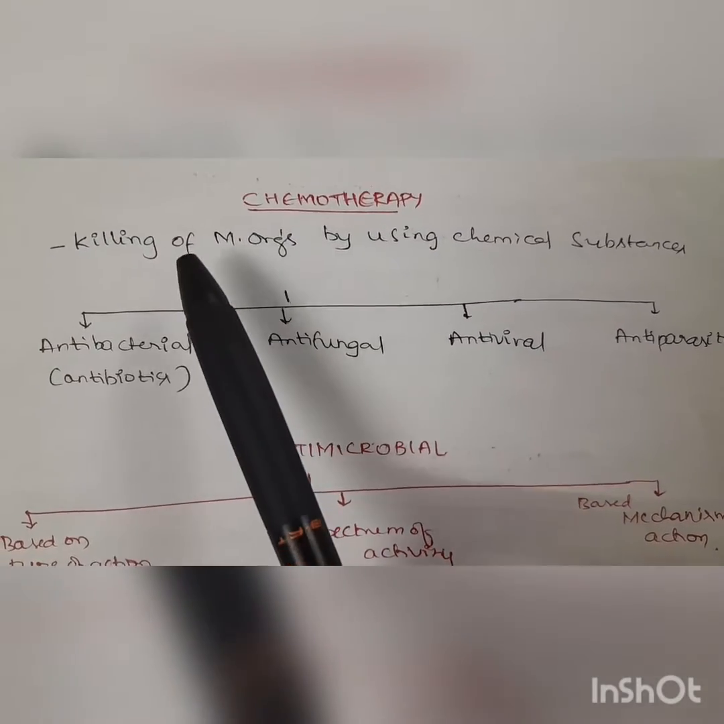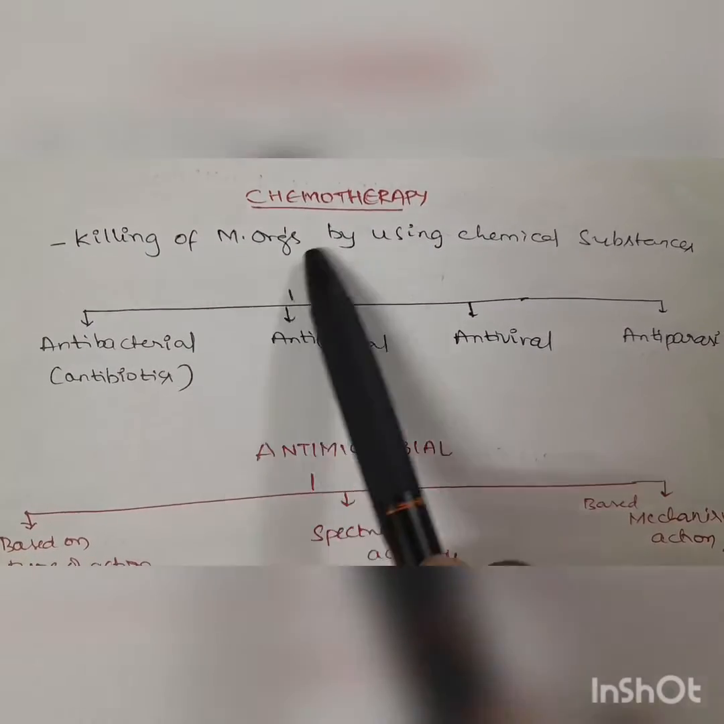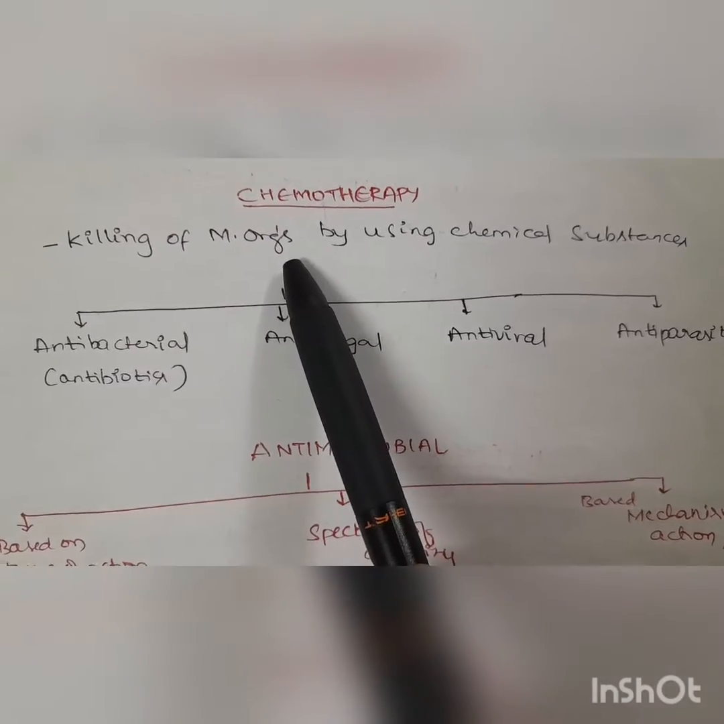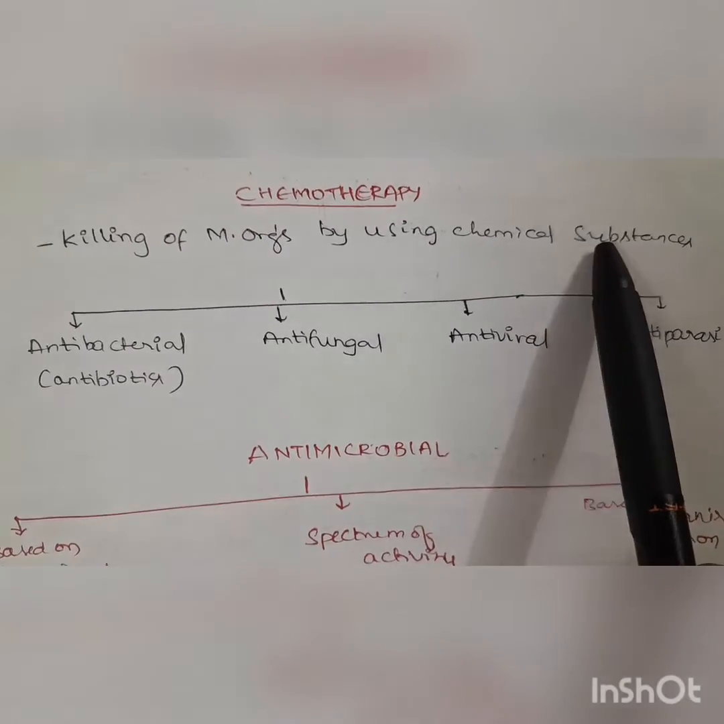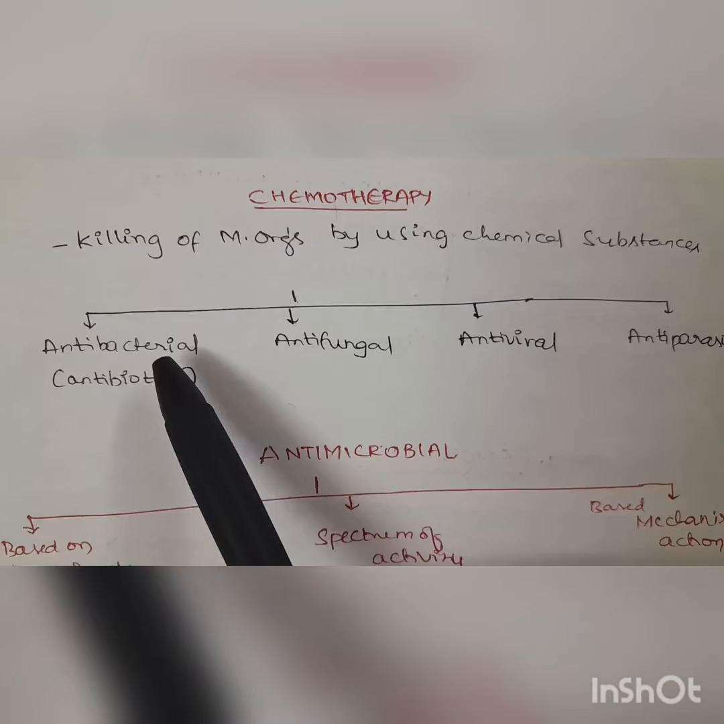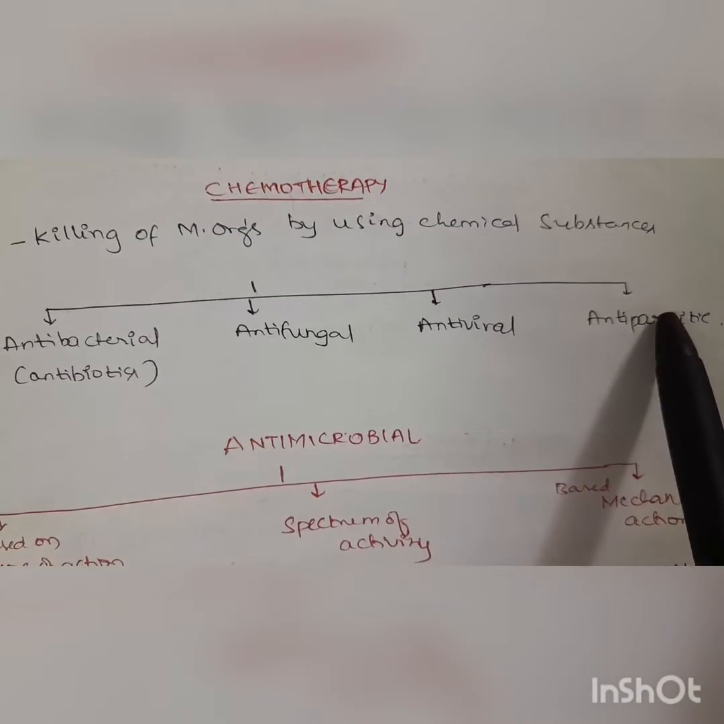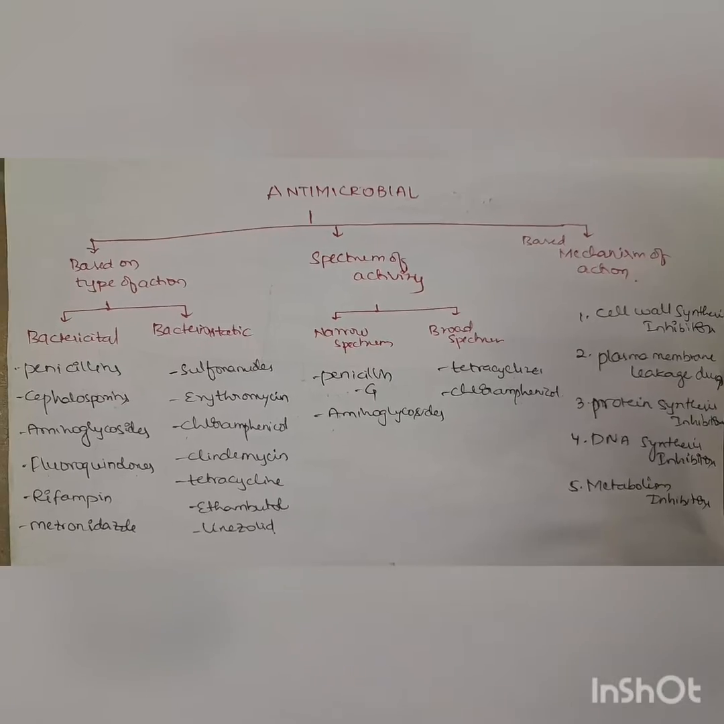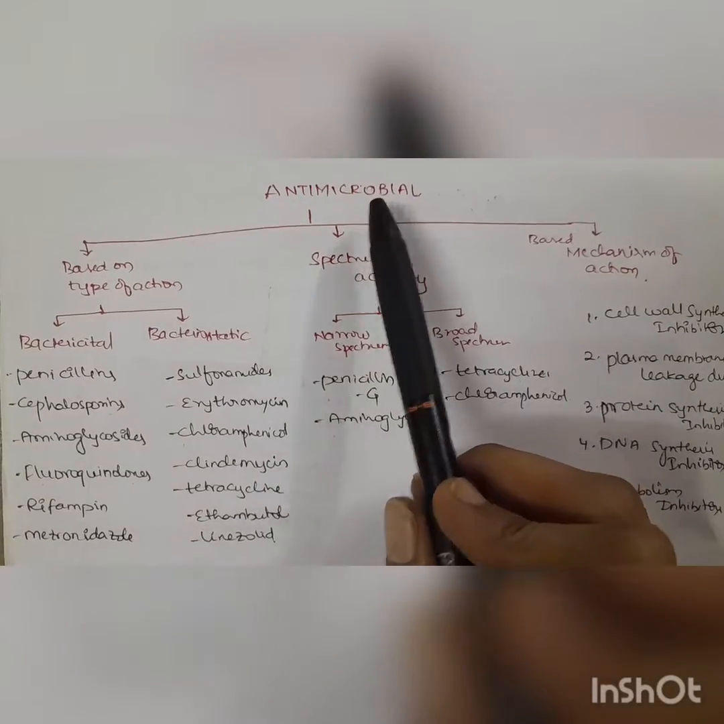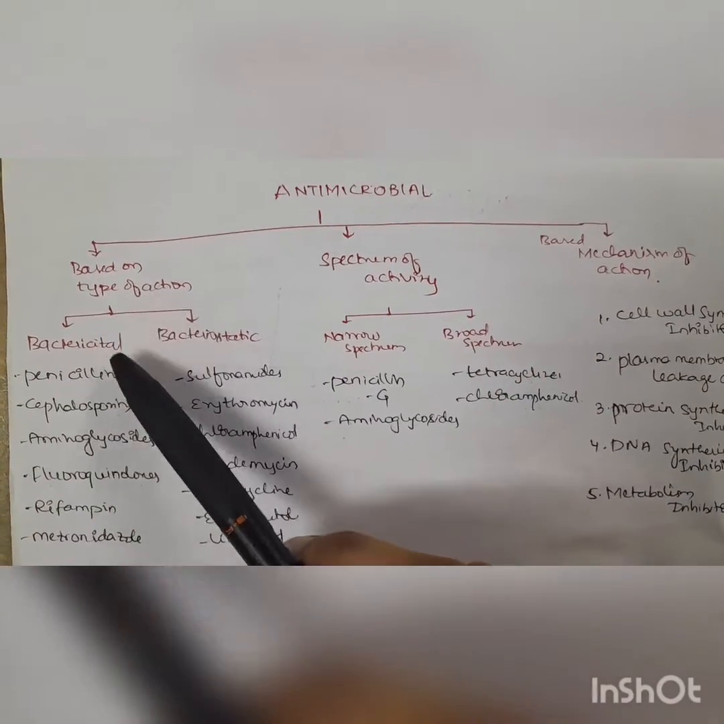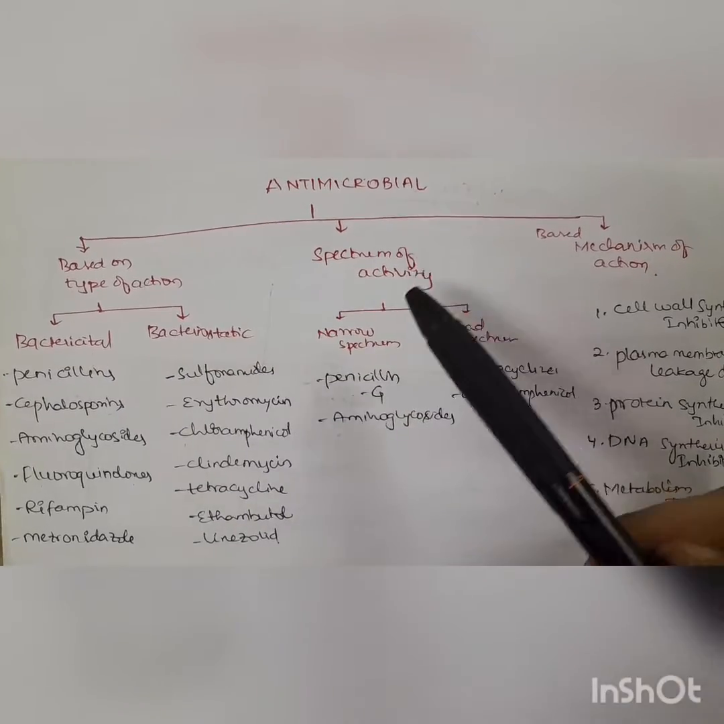Chemotherapy deals with the treatment of diseases caused by microorganisms by killing the microorganisms using chemical substances. They include antibacterial, commonly known as antibiotics, antifungal, antiviral, and antiparasitic. Antimicrobial drugs are classified based on type of action into bactericidal and bacteriostatic.